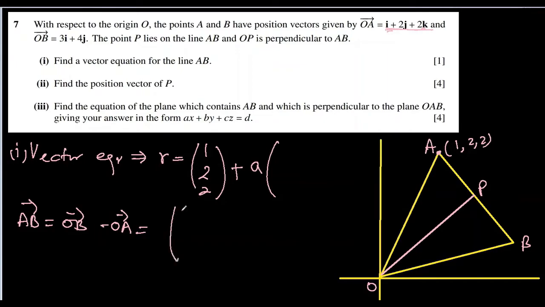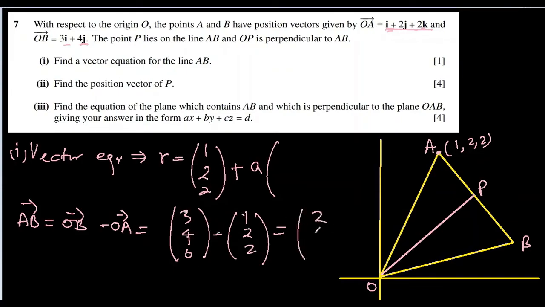Doesn't matter which one you use. So OB first. OB is this one, 3I plus 4J. So 3, 4, but there is no K, so I'll write 0. Minus 1, 2, 2, which is 3 minus 1, 2, 4 minus 2, 2, and next one is 0 minus 2, minus 2. That will be the vector we will use here. This is the vector equation of the line AB, where we have written a point and a vector with a parameter.